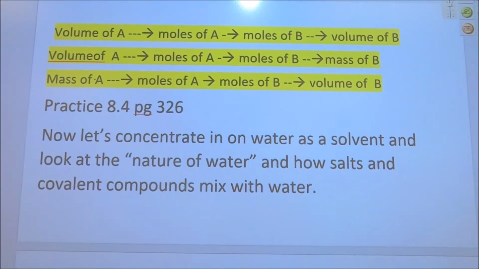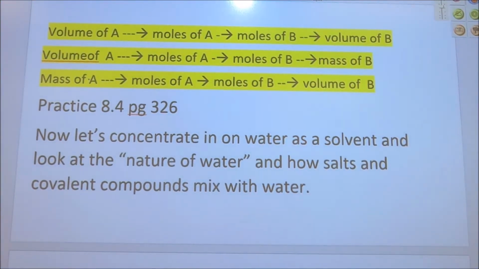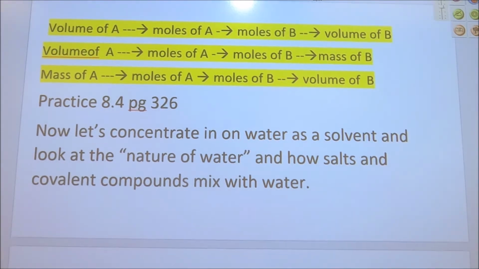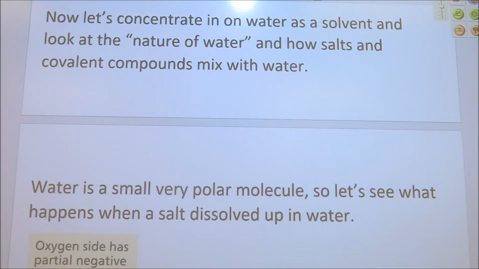Now, we're going to let our calculators cool off and we're going to talk about solution formation and the nature of water. Now, water is our most common solvent. Salts dissolve in water, a lot of covalent compounds dissolve in water. Water is often referred to as the universal solvent. So what makes water the universal solvent? What gives it this magical set of properties?